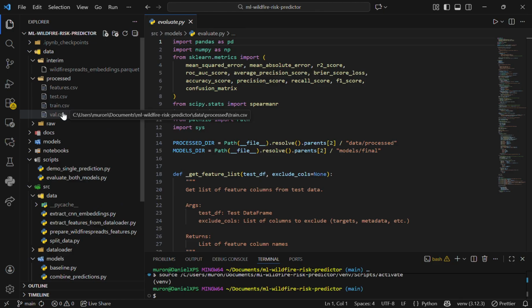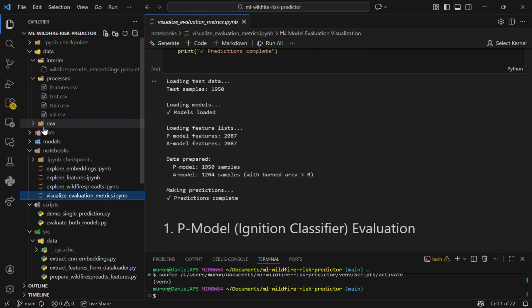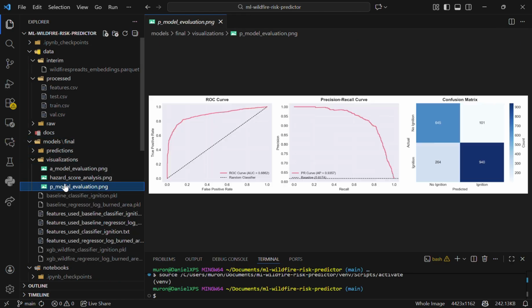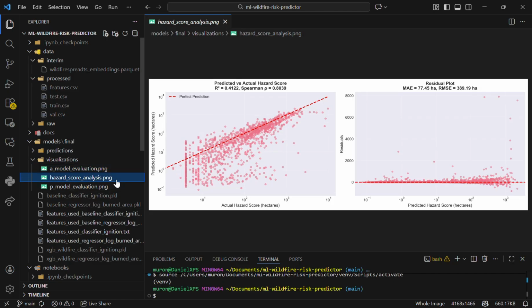Then I produced the visualizations for the evaluation metrics in the Python notebook called Visualize Evaluation Metrics. And for the P model, I plotted the ROC curve and the precision recall curve along with the confusion matrix. For the A model, I plotted the regression lines for the log burn area and for the burn area in the original scale of hectares. Then for the combined model of the prediction of the hazard risk score, I again plotted the regression line for this model and also a residual plot.